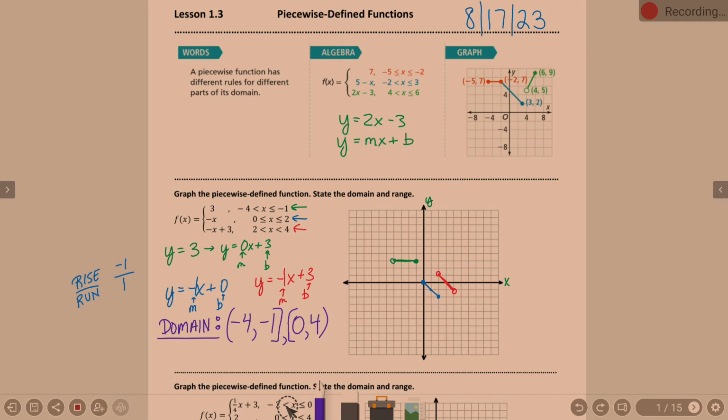Now, did you guys catch? We really kind of followed this right here, didn't we? Okay, that's the nice part about domain. We basically went 0 to 2 and 2 to 4, the 2 overlap, so we just went 0 to 4.